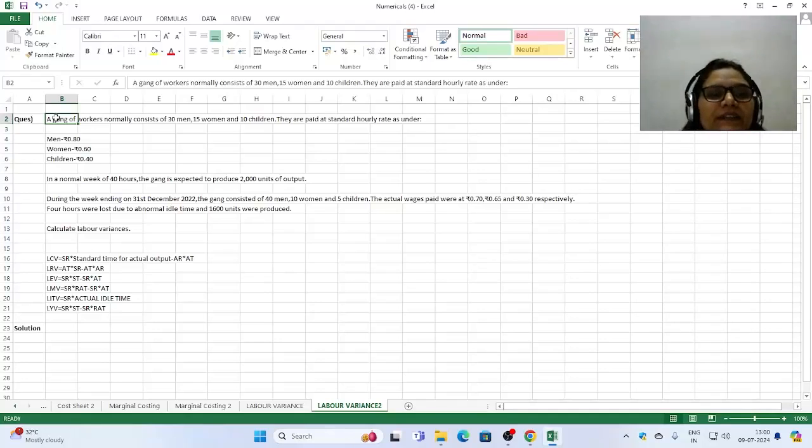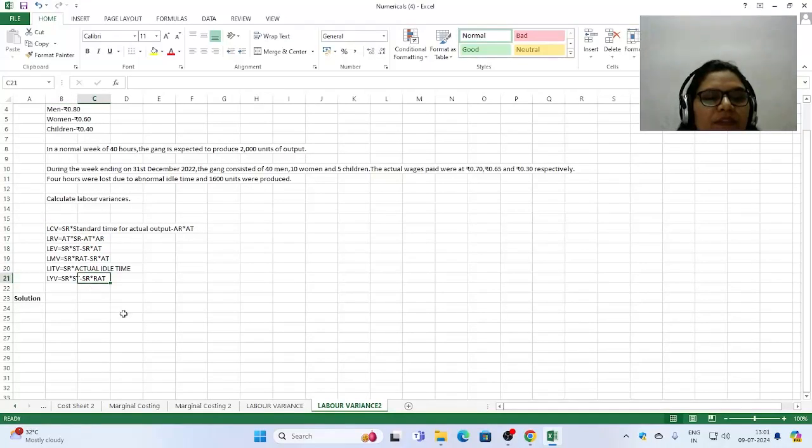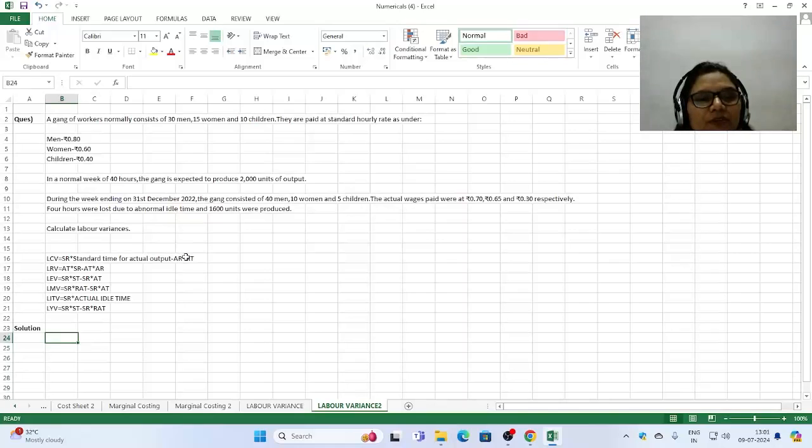Calculate labor variances. So the question, if you can see in front of you, has a lot of calculations. A lot of calculations in the sense that it will look very complicated. So to make the calculation easy, what we will do first is write all the formulas in front of us. And now proceeding, we will do certain basic calculations. Basic calculation means, first of all, we will see what is actually easy for us to calculate.